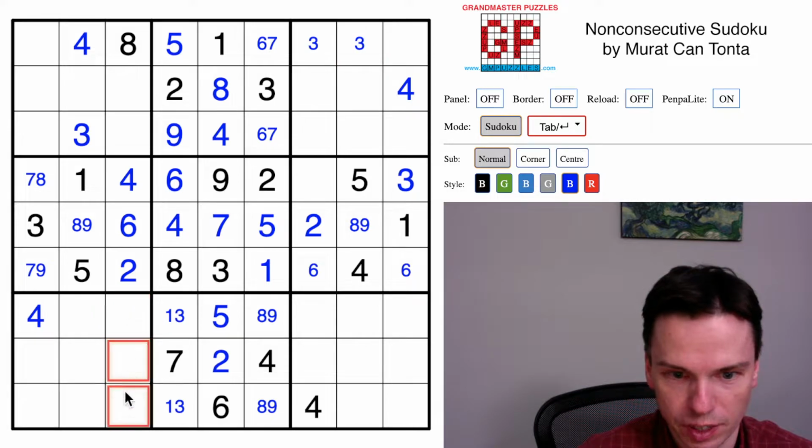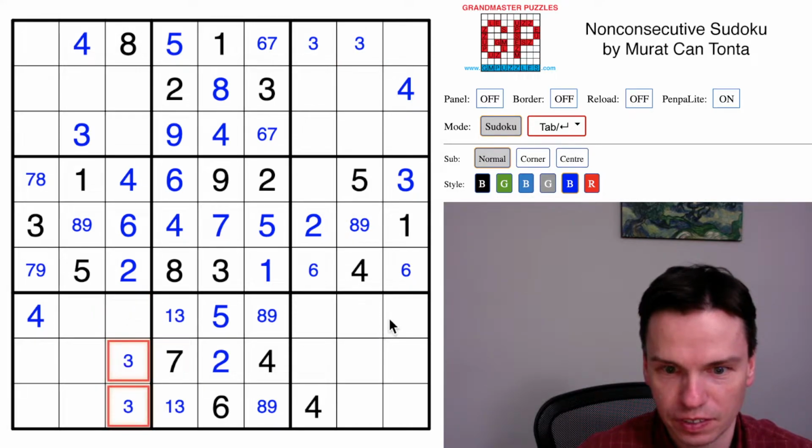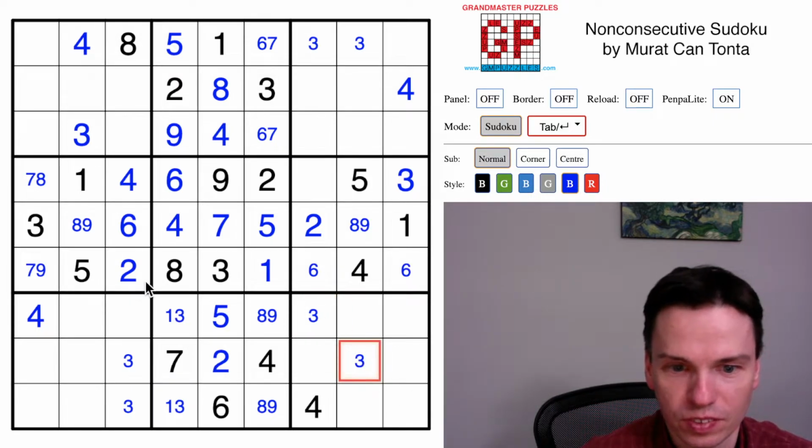Over here, a 3 is not up above, so a 3 is down here. 3 not in these cells. It is in one of those two cells.